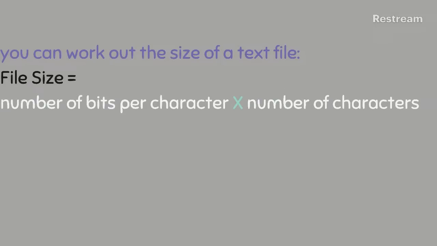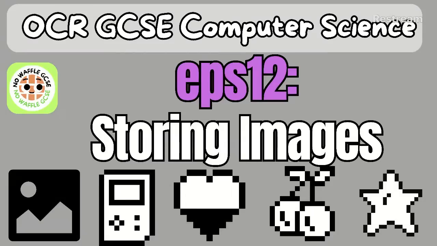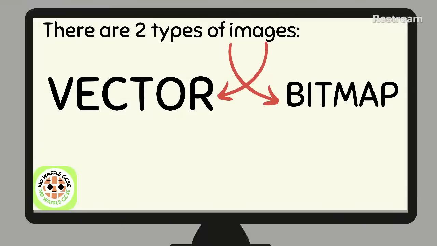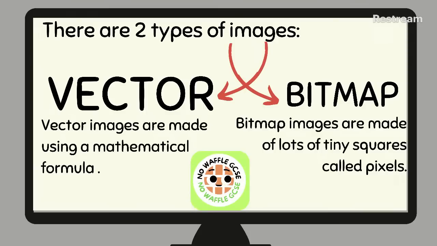You can also work out the size of a text file by this formula. The file size is the number of bits per character times the number of characters. This is quite intuitive. We're now looking at the next part, which is storing images. There are two types of images: vector and bitmap. Vector images are made using a mathematical formula, whereas bitmap images are made using loads of tiny squares, which are all colored in different colors.